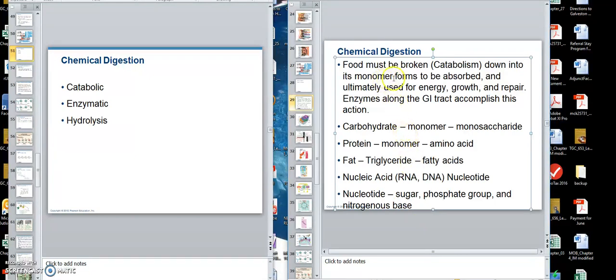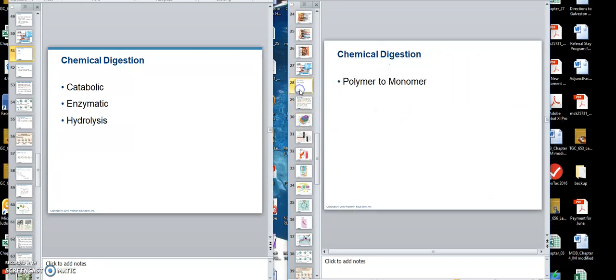So what's my point? To be absorbed, it must be in the monomer. You're eating it in the polymer. You're eating chunks of food, big chunks of food, big steak, big this. So it's a bunch of polymers. Think about what I'm saying. It's a bunch of polymers, and you're trying to break down all of those polymers, those trillions of molecules, down to monomers.